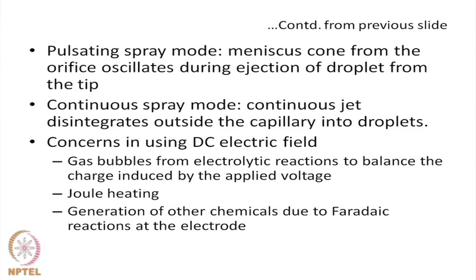These concerns are, number one, gas bubbles from electrolytic reactions to balance the charge induced by the applied voltage. That is understandable. The second thing is Joule heating, because it is a DC field, and generation of other chemicals due to Faradaic reactions at the electrode. So, these are some of the concerns of DC electric field for which there was an interest in using the AC field.